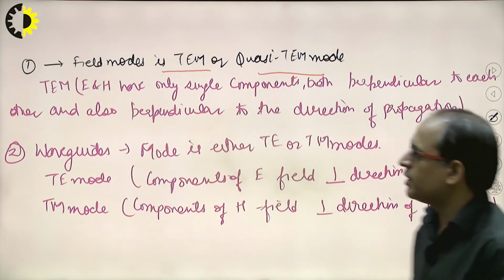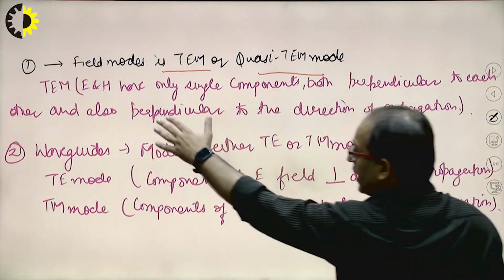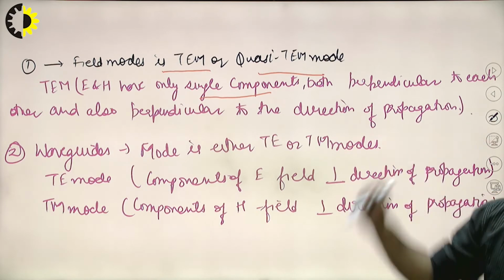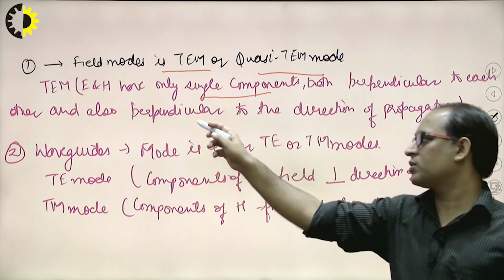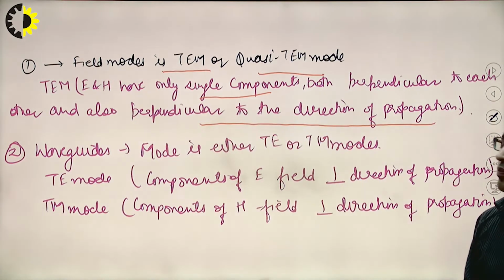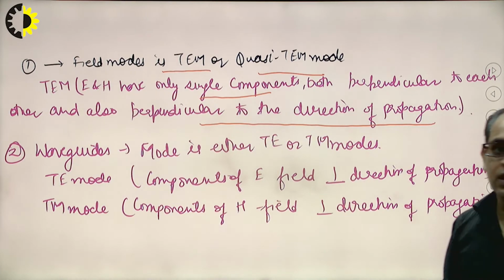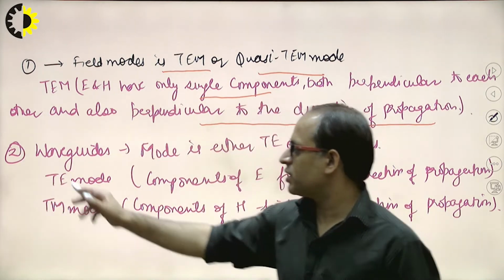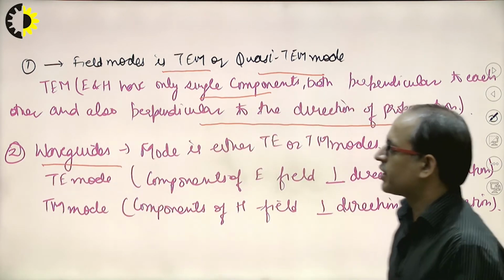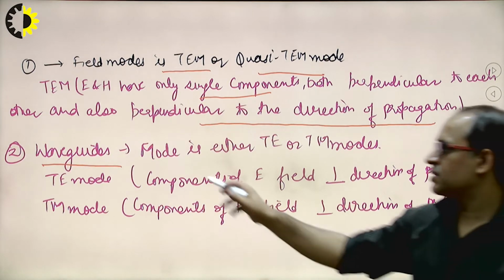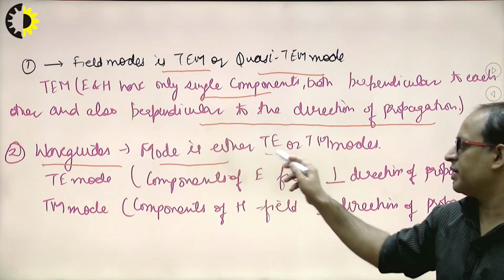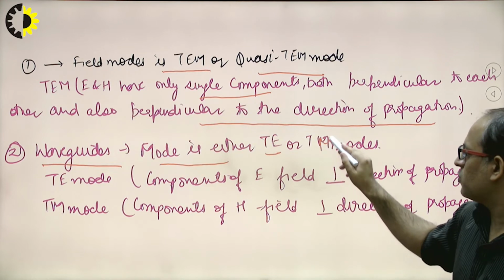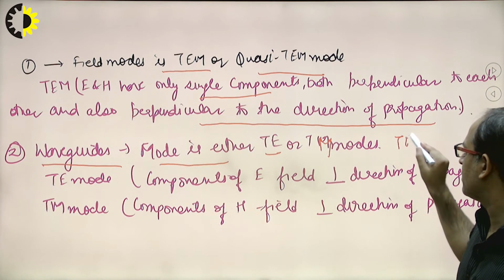Clear? So what is TEM mode? When E and H have only a single component each, and both are perpendicular to each other and also perpendicular to the direction of propagation. Clear? Now the second structure, which is a waveguide, which is a one conductor line. In this, the mode can either be TE mode or TM mode.